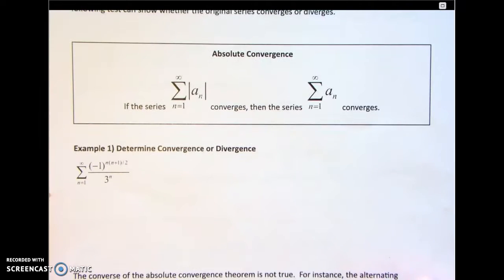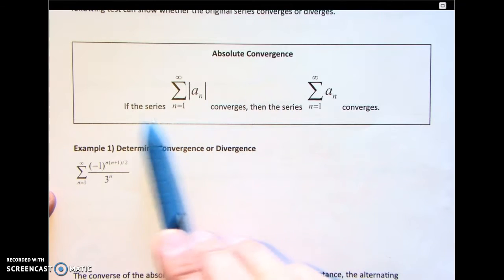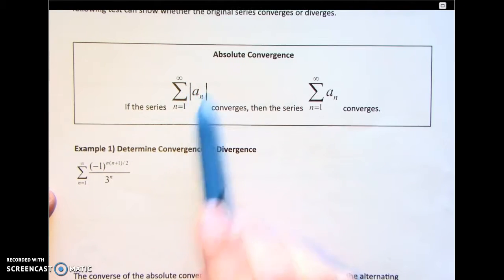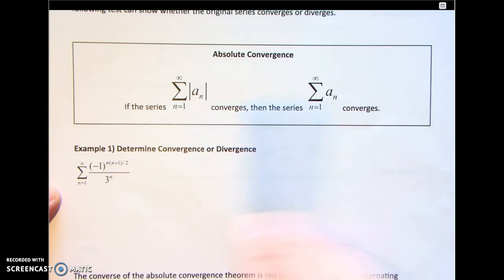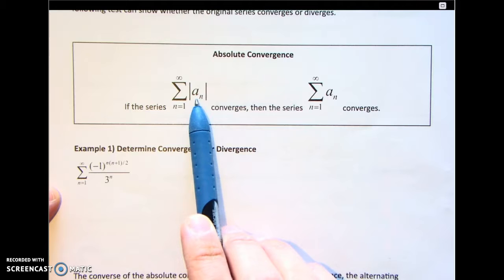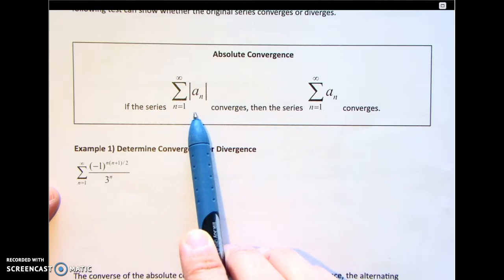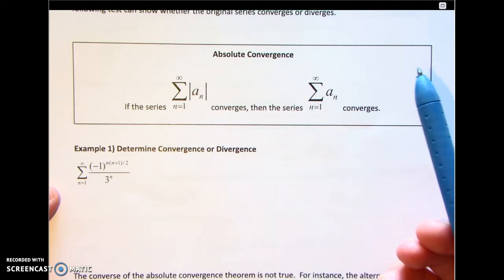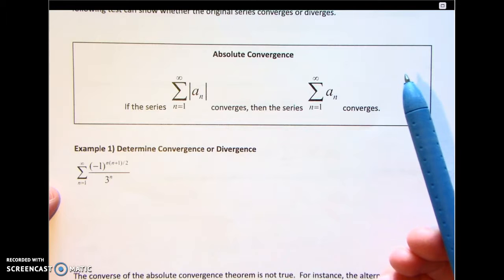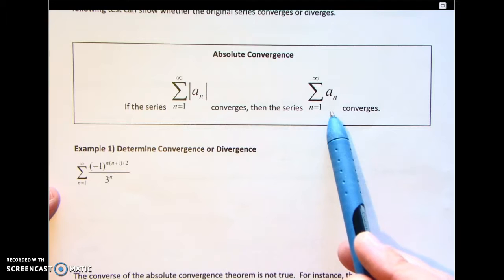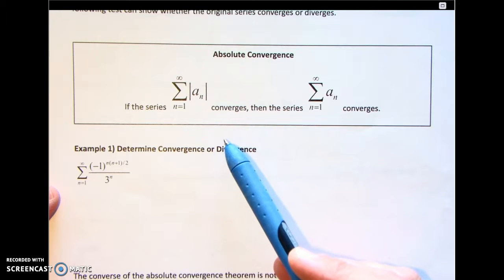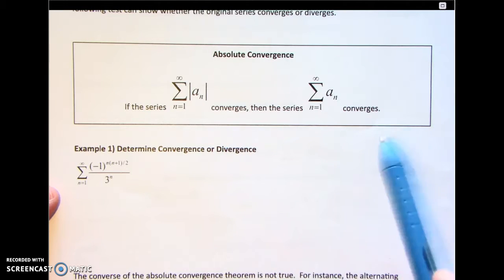So the absolute convergence theorem says if the series with the absolute value converges, then the original series converges. By taking the absolute value, we're really making the whole thing positive. So we're pretending it's not alternating at all. Once we pretend it's not alternating, we can see if it converges. Now, if it diverges, then we have to try something else.